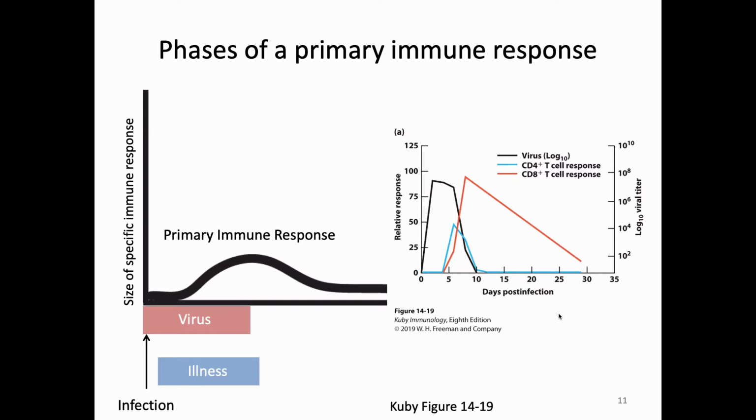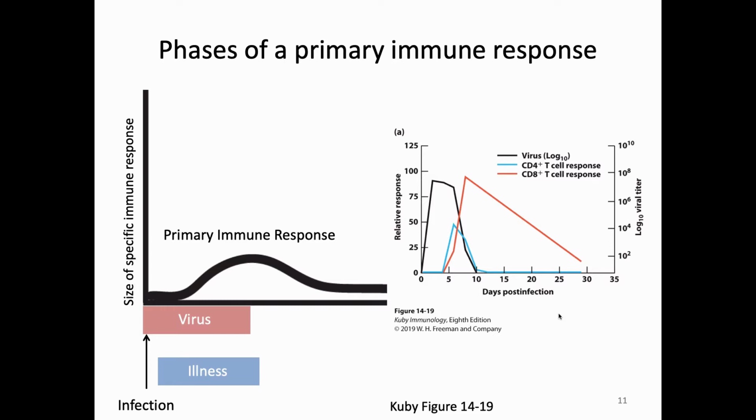Your primary immune response is going to be initiated. It's going to take a little while. Once we have a high-level primary immune response, we're going to clear that virus. Shortly after that virus is cleared, you're not going to feel sick anymore. And you can see that over here as well. At the time where we have high levels of CD4 and CD8 positive cells, the virus number comes back down.